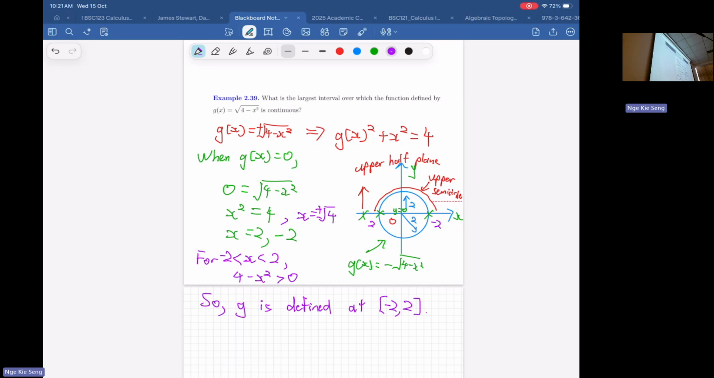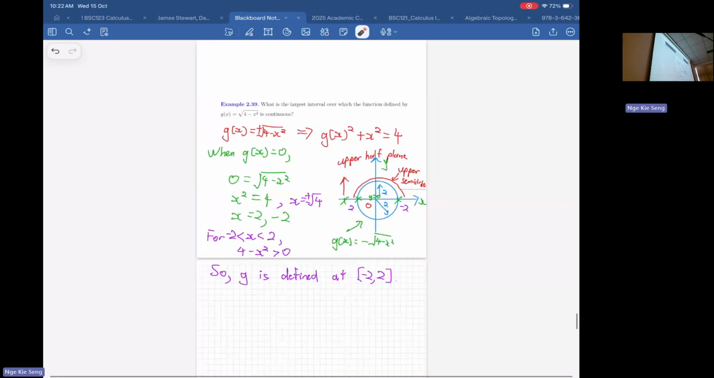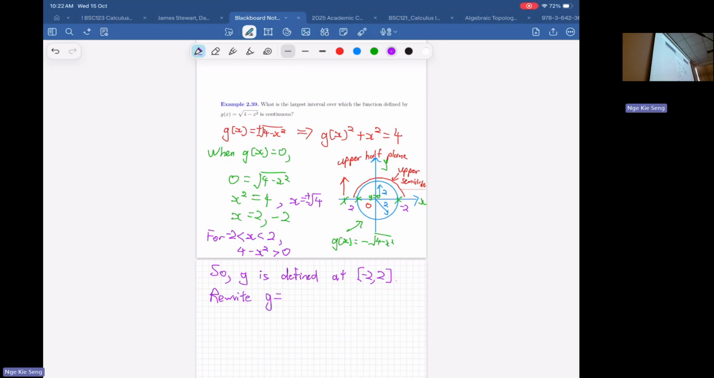How about continuity? I can see two basic functions happening here. One of them is the square root, the other one is a polynomial. So we could rewrite this: let h be the square root function, and f be 4 minus x squared. Make sense?